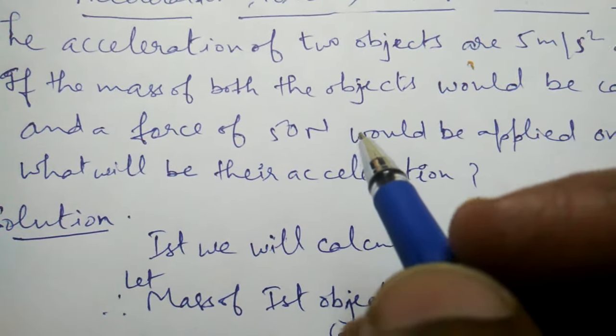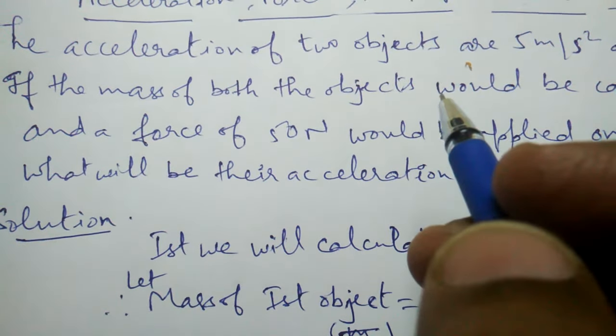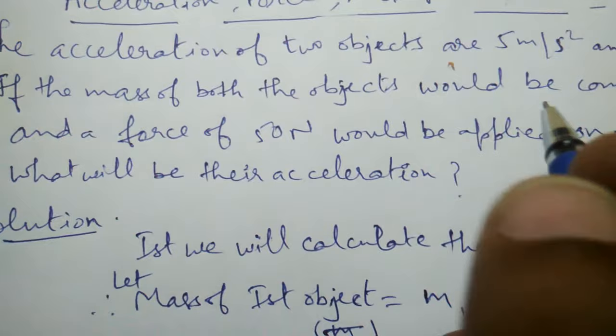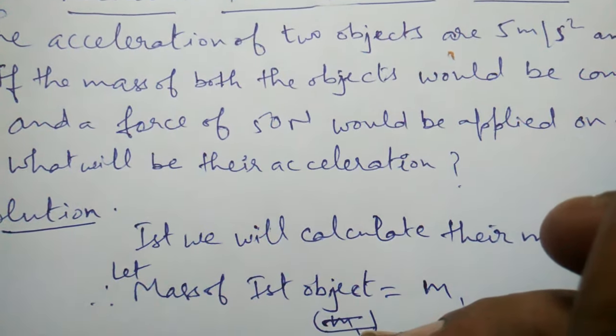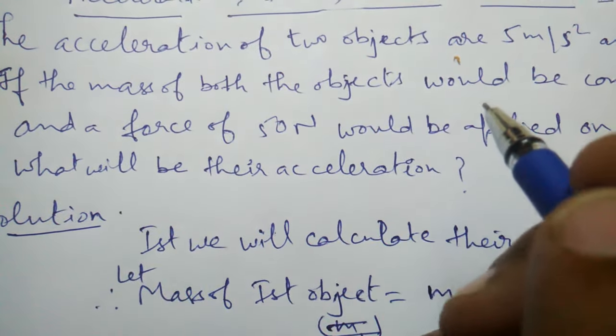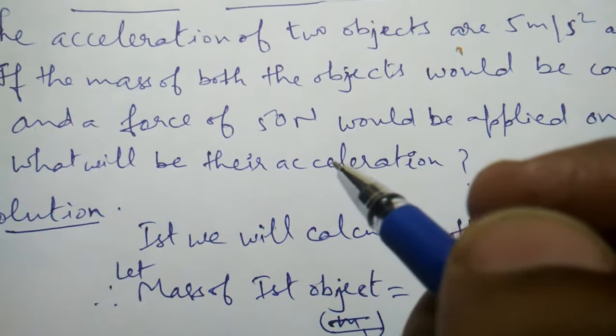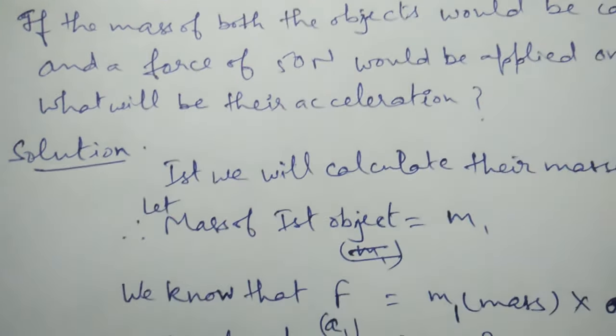So in the statement we have been given that there are two objects. Acceleration of one object is 5 meter per second square and of the other object is 20 meter per second square. It is asking that if we combine both these objects and a force of 50 Newton is applied on them, what would be their acceleration?